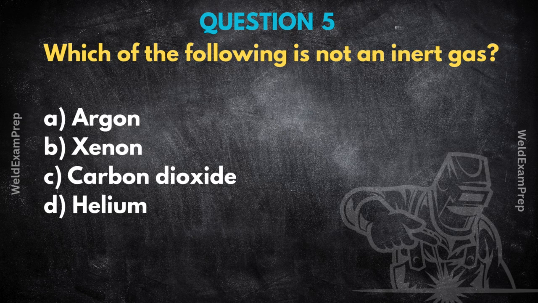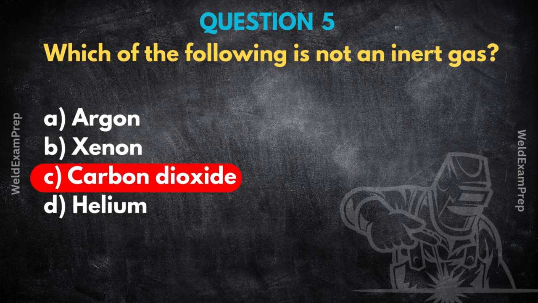Okay, so we need to remember what inert means in a welding context. Which is? It means the gas doesn't react chemically with the molten weld pool or the arc. It just provides a protective shield. Argon, xenon, and helium are noble gases. They are chemically inert. So they just hang out and protect the weld? Basically, yes. Carbon dioxide, CO2, however. Okay. That's the exception here. So the answer is C.